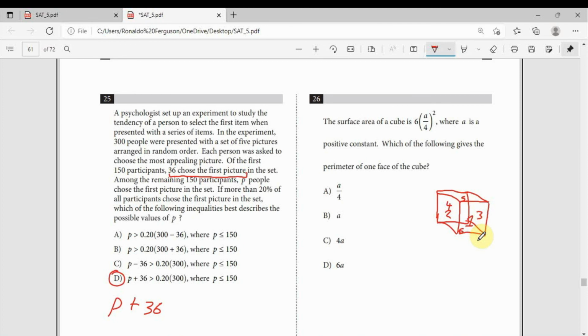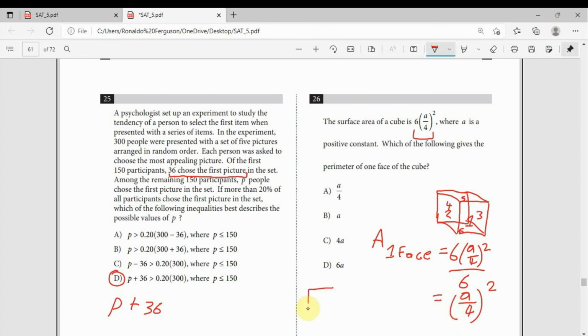Agree with that? Yes, sir. Now guys, because it has 6 faces, right? And the total surface area is 6a over 4 square, right? That means that the area of each face, if it has 6 faces, what we're saying then is the area of just one face would be equal to the total surface area divided by 6, right? So the 6a over 4 square divided by 6, that would give us a over 4 square, right?